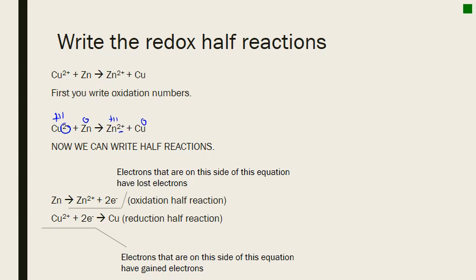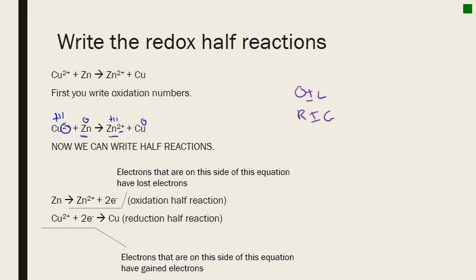So now we can write the half equations. Let's look at zinc first. Zinc went to zinc 2+, right? It became zinc 2+. Remember, electrons are negatively charged. So if we remove electrons, the atom or the element is going to be more positively charged. So here we went from 0 to +2, that means we went more positive, then we have lost electrons. So remember, oxidation is loss of electrons, reduction is gain of electrons.